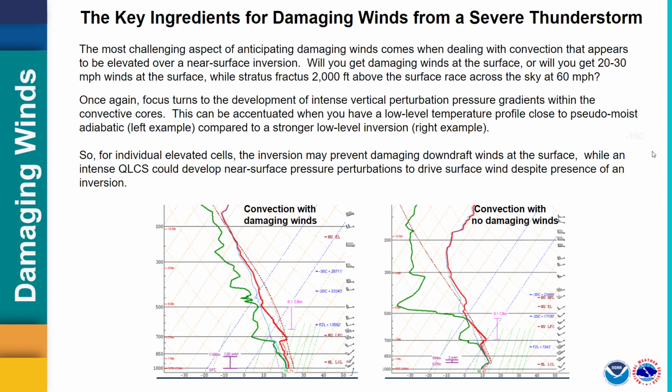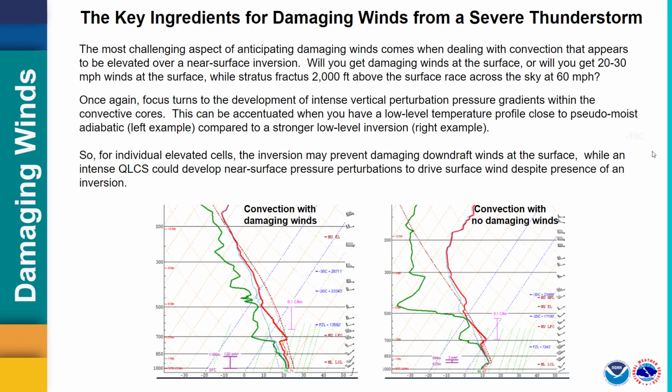Once again, focus turns to the development of intense vertical perturbation pressure gradients within the convective cores. This can be accentuated when you have a low-level temperature profile close to pseudo-moist adiabatic, such as the left example, compared to a stronger low-level inversion on the right example. The existence of that inversion, however, does not necessarily preclude damaging winds. I've seen examples of bow echoes producing damaging winds on the north side of a warm front where temperatures and dew points are only in the 40s, yet generate damaging surface winds.